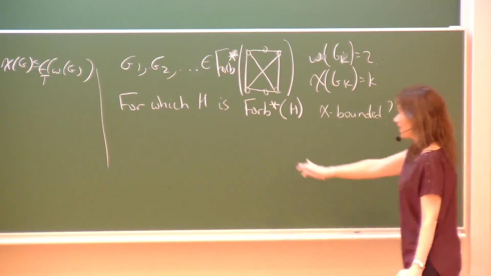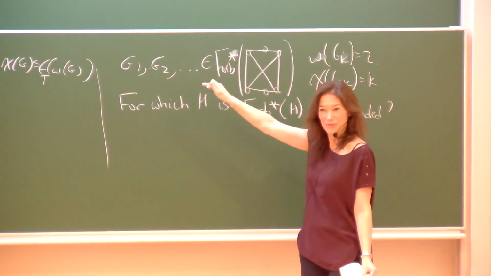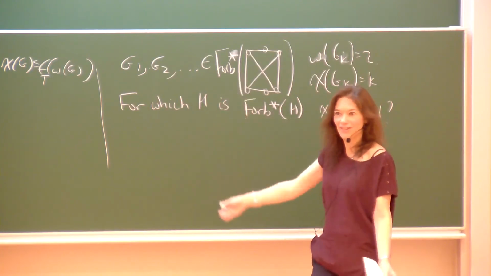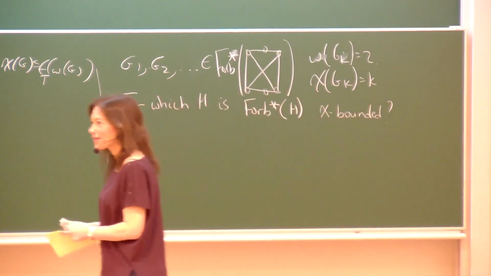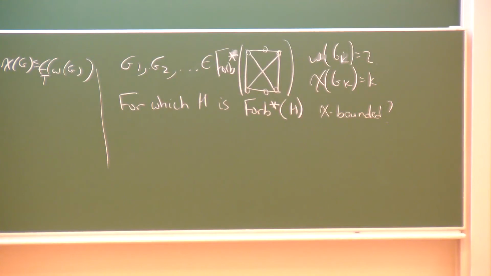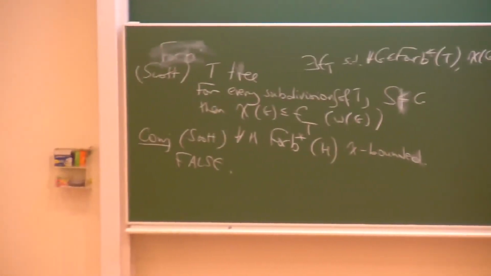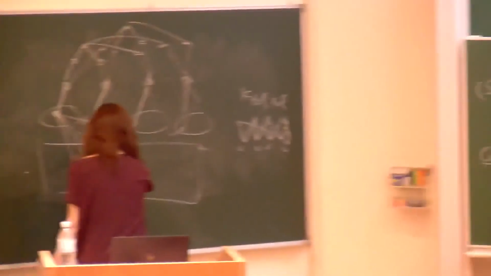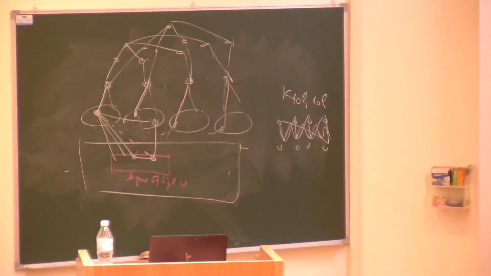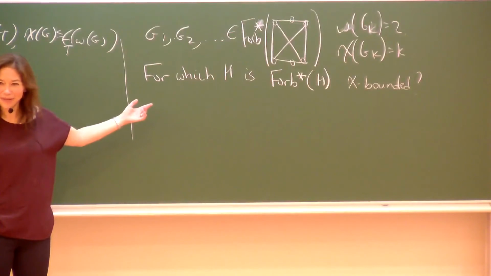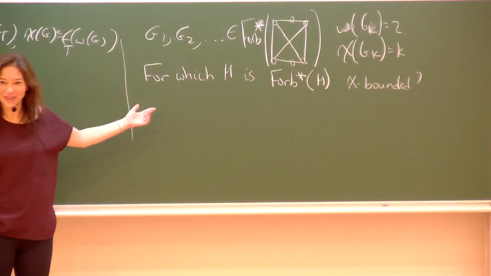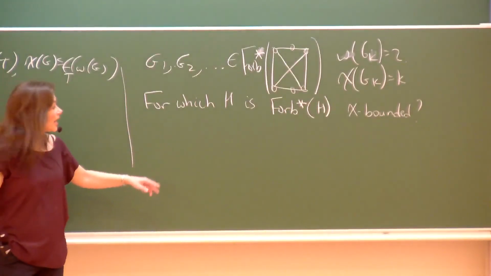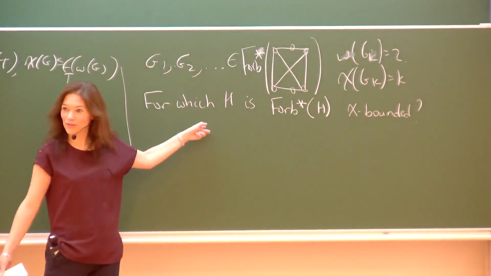And this family is somehow very useful because it's an explicit construction. It's sort of like the Mycielski construction, only harder. And you can see for which graphs all its subdivisions are there, and for which graphs not all its subdivisions are there. It wouldn't help you to prove for this H that Forb star of H is chi-bounded, but it will allow you to prove for this H that Forb star of H is not chi-bounded. And it turns out when you analyze this family, you get a lot of information.